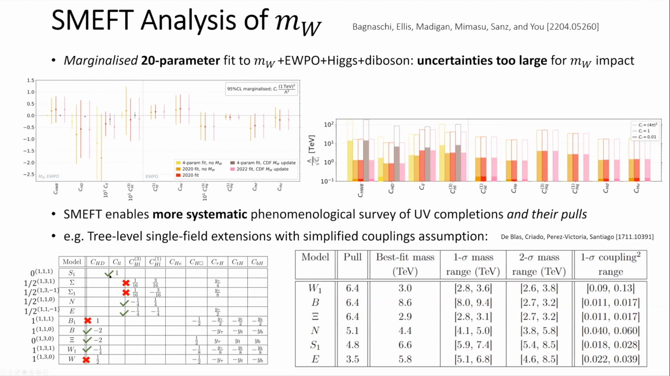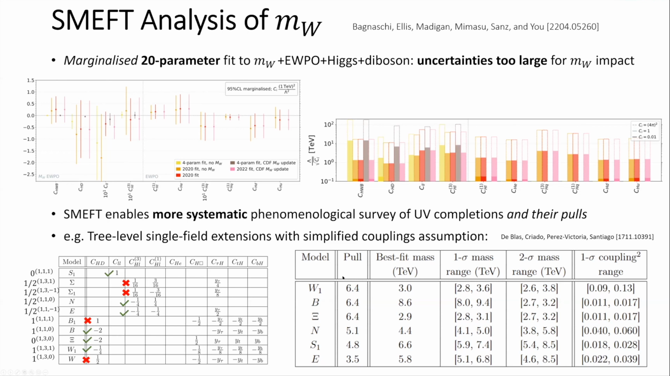So the relevant models that can generate these range from scalars, vectors, and fermions with various quantum numbers. And the operators that they generate for the 4x4 subset are shown in the table on the left, where the ones with the wrong signs are crossed out. So we focus on the ones with the green ticks. The pulls here are shown on the right.